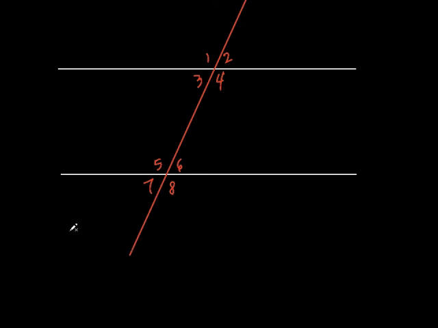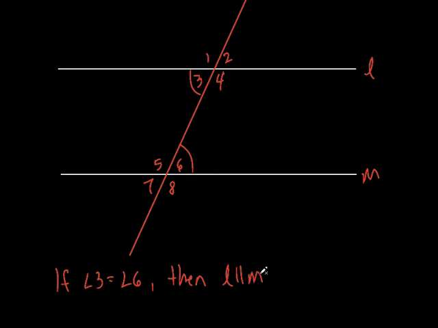But what if they told us this? What if angle 3 was equal to angle 6? What if they told you that 3 and 6 were equal to each other? Then guess what you can say about the two lines. That's right. Do you see the difference? This says if the two angles are equal to each other, then the two lines are parallel. Let's call it L and M. So we could say that line L is parallel to line M. Do you see the difference?